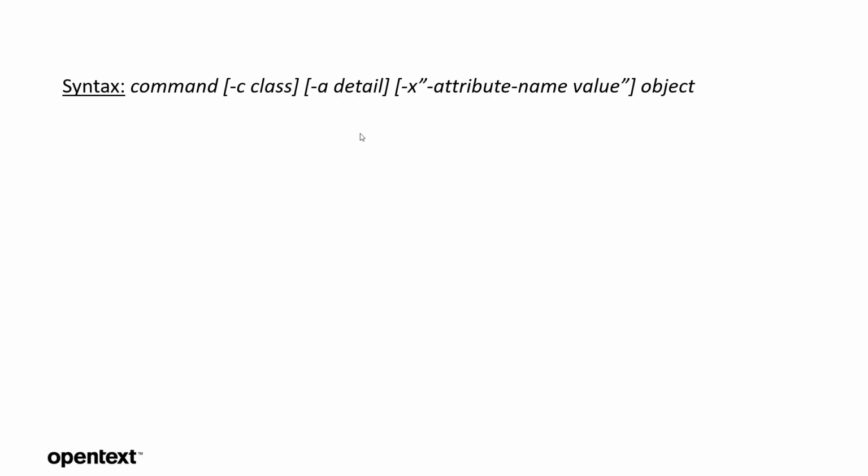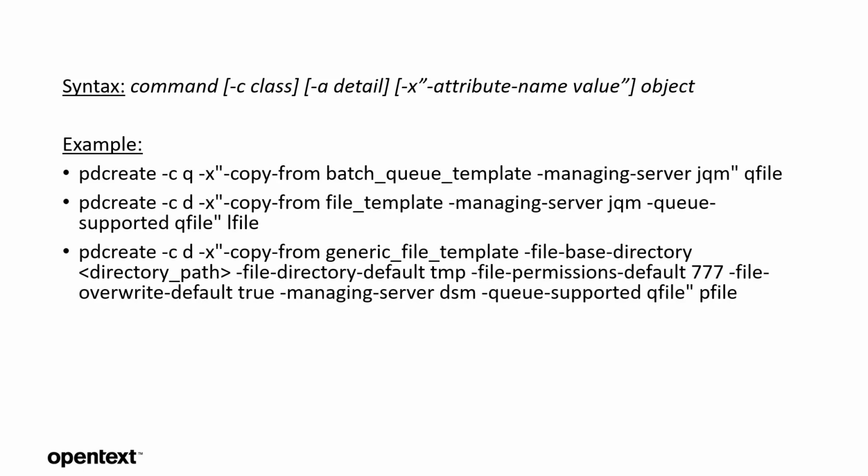-x attribute value sets attributes for object being created. It consists of one or more attribute specifications separated by spaces and enclosed in quotes. Each attribute consists of an attribute name followed by its value. Object specifies the name of the object. In here I have taken the example of a file destination.